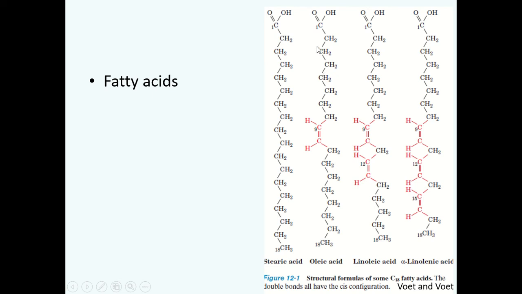The next one shown here is also an 18 carbon fatty acid, but as you can see on carbon number 9, it has a double bond. So carbon 9 and carbon 10 of this fatty acid are linked through a double covalent bond. This fatty acid is called oleic acid. The next one shown here is also an 18 carbon fatty acid, but this one contains two double bonds in it. One double bond is present between carbon number 9 and carbon 10. The next one is present between carbon number 12 and carbon 13. This fatty acid is linoleic acid.